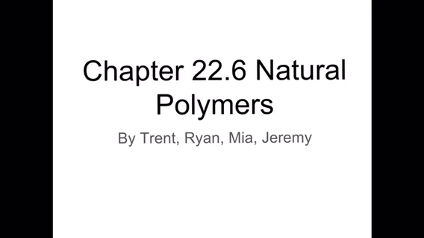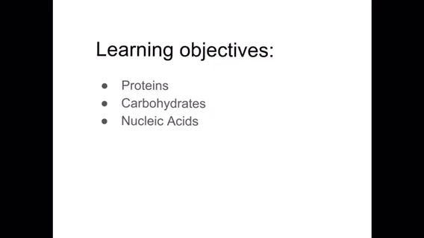Okay, so we're going to be looking at Chapter 22.6, Natural Polymers. Our learning objectives are going to be understanding proteins, carbohydrates, and nucleic acids.